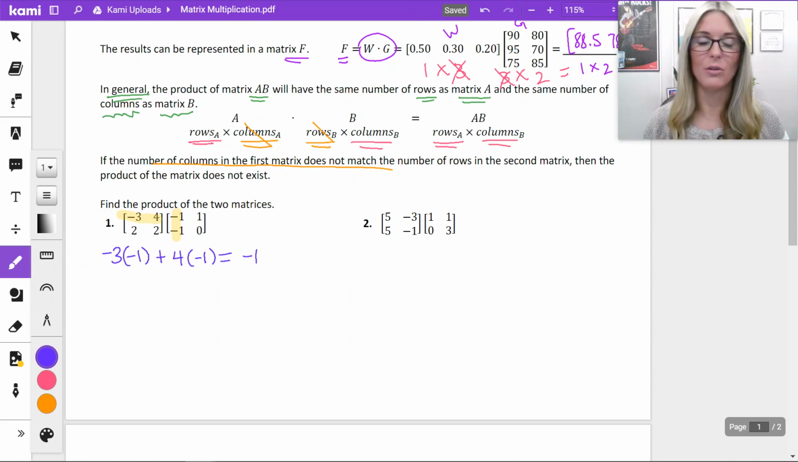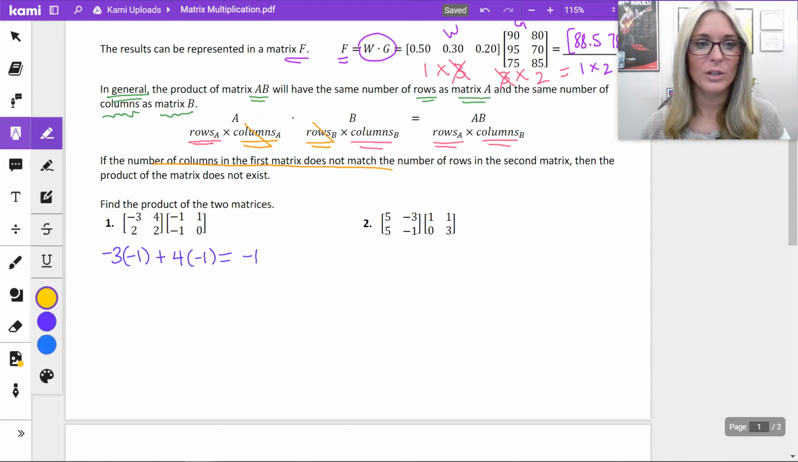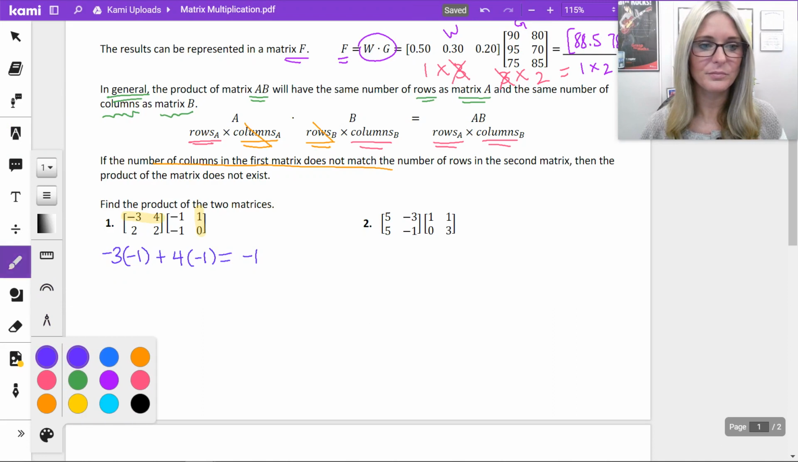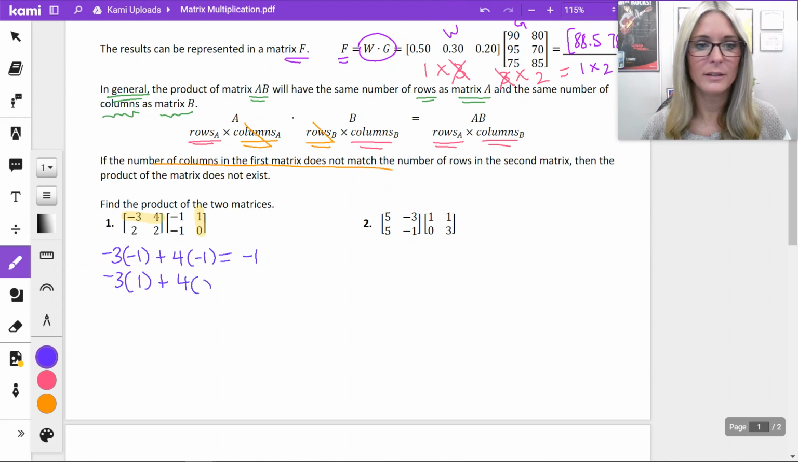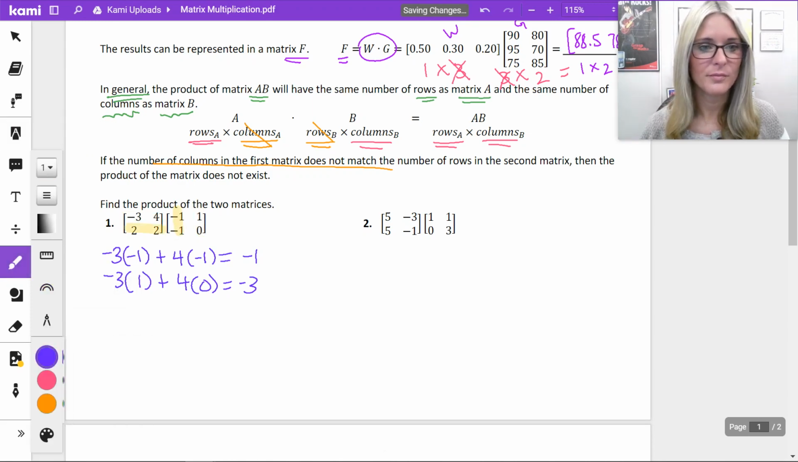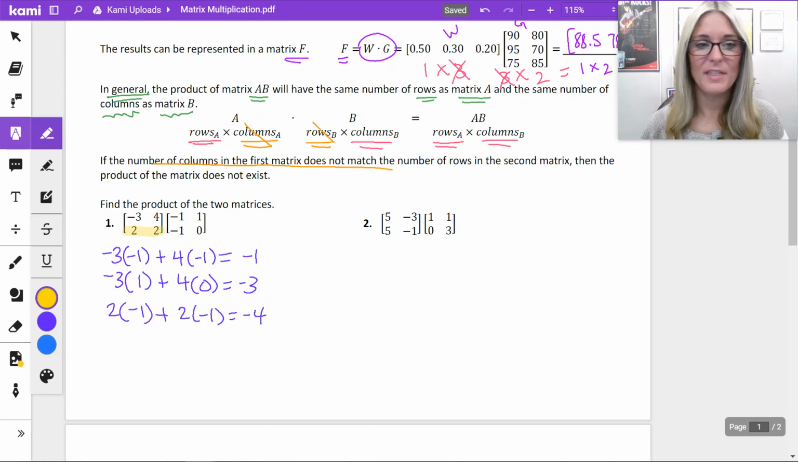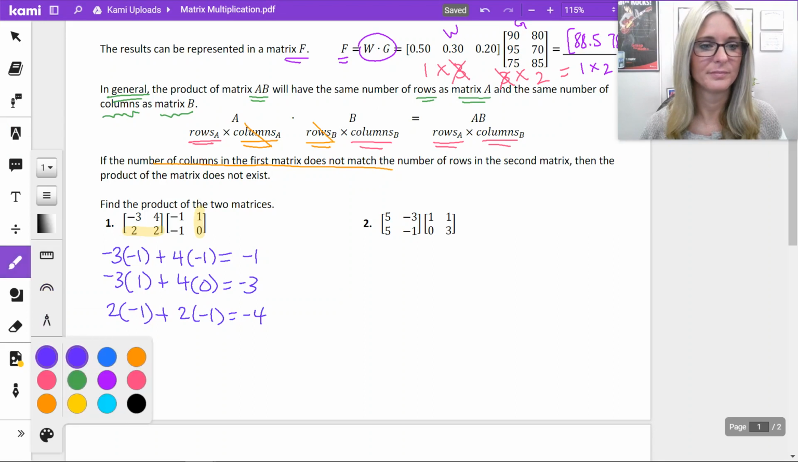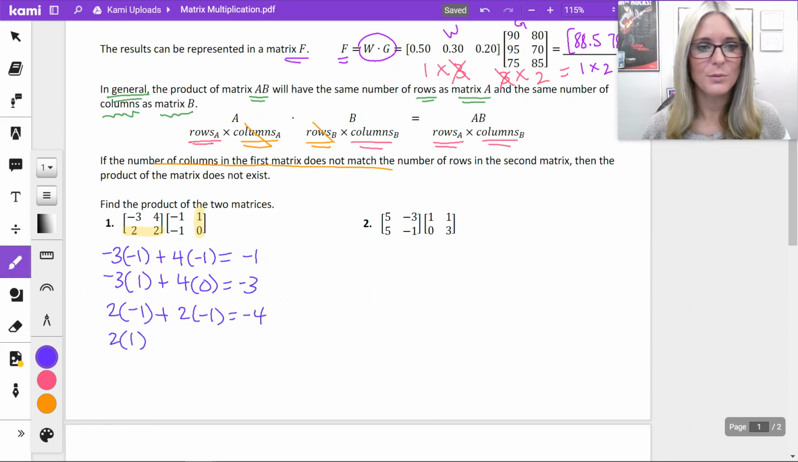We're going to multiply all this out, and then I'll write our matrix all together. We're still going to continue with the first row. Now we're going to do the second column. -3 times +1 plus 4 times 0 gives us -3, would be our next element in our matrix. Moving on to our next row, we're going to go 2 times -1 plus 2 times -1 gives us -4. Still with that second row, now second column, 2 times 1 plus 2 times 0 will give us 2.